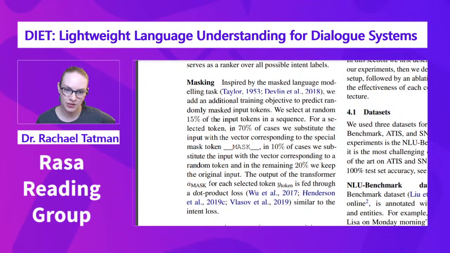We add an additional training objective to predict randomly masked input tokens. We select at random 15% of the input tokens in a sequence. For a selected token, in 70% of cases, we substitute the input with a vector corresponding to the special mask token. In 10% of the cases, we substitute the input with the vector corresponding to a random token, and in the remaining 20%, we keep the original input. The output of the transformer, alpha mask, for each selected Y token is fed through a dot product loss, similar to the intent loss.